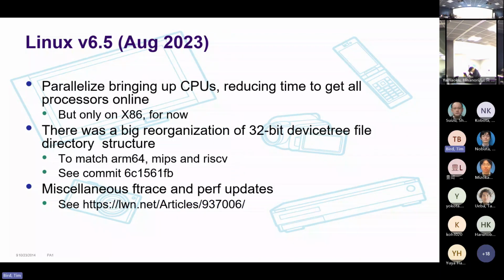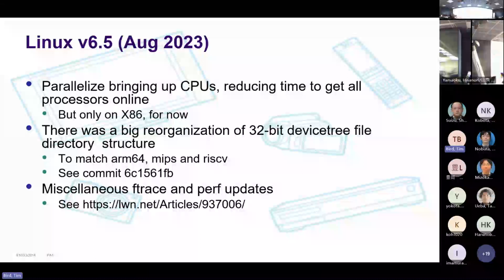In 6.5, something having to do with boot time, which was parallelizing the bring up of CPUs, was introduced. So you can now bring up CPUs in parallel instead of sequentially during the boot cycle. And that helps reduce the time to get all the processors online. So a little bit of an improvement in boot time. Currently, this is only on x86, but I think other architectures will pick this up.